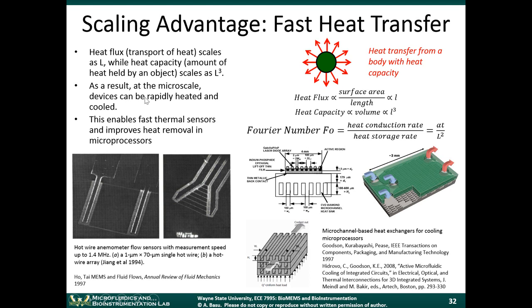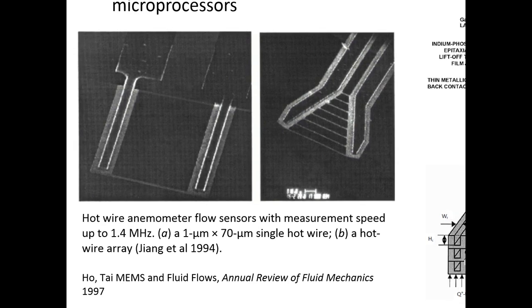As a result, at the microscale, devices can be rapidly heated and cooled. This enables fast thermal sensors and actually improves heat removal in microprocessors. So I'll give you two examples here. This is a hot wire anemometer flow sensor that was published in 1997. Some of this work in thermal sensors has been done quite earlier.